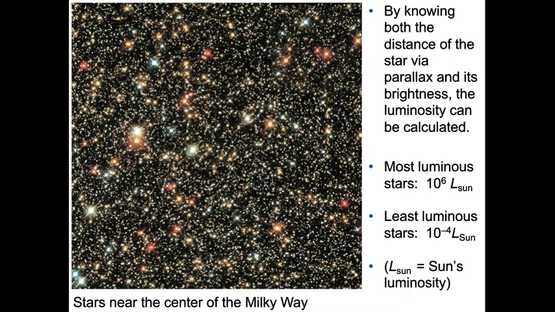And also, you can classify stars in terms of their luminosity, how much energy they're emitting per unit time. And here, you're told that the most luminous star is 1,000,000 times more luminous than our sun. The least luminous is 1 part in 10,000 of the solar luminosity. And here it looks like we're looking at stars near the center of the Milky Way, so a lot of stars.